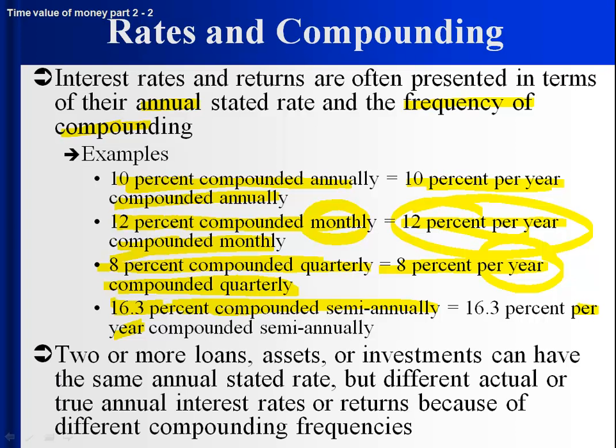And it's important because you could have two loans, two assets, two investments, and they have the same stated rate. They're both at, let's say, 16.3% per year. But if they have different compounding periods, then that has implications for which loan would be more attractive or which investment is expected to increase wealth the most. And so understanding the effect of compounding periods in order to make good decisions is important, and that's something that we're going to be looking at.